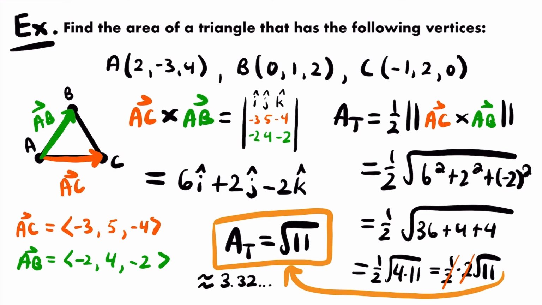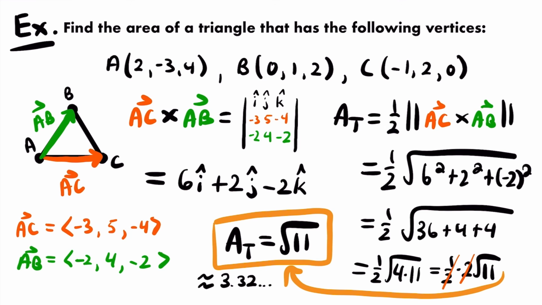Do note that if we didn't multiply it by 1/2, instead we kept that 2 out front, we would then have the area of a parallelogram where these two vectors are adjacent sides. But since we multiplied by 1/2 or divided by 2, the area that we have is the area of a triangle.